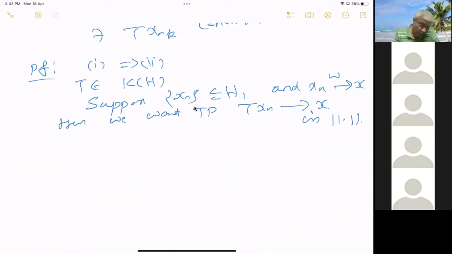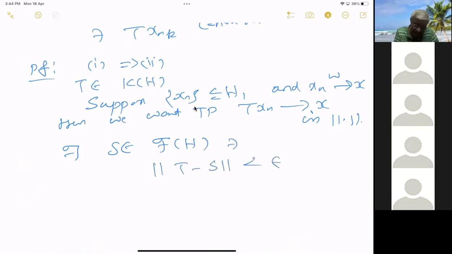So what is given? It is given that T is compact. It's a compact operator. That is, T can be written as a limit of a sequence of finite rank operators. So in particular, we can say that there exists an S in finite rank operators, so S is a finite rank operator, range of S is finite, such that norm of T minus S is less than epsilon. So we can choose an S like that.